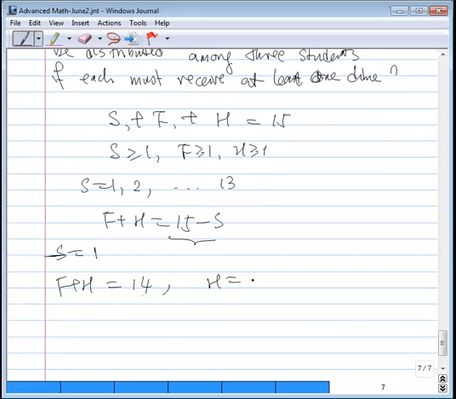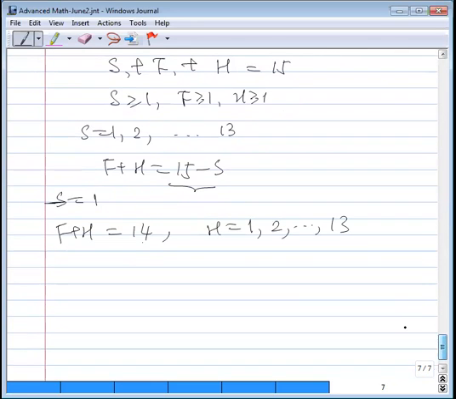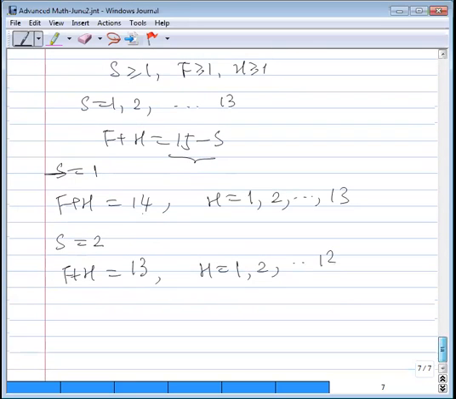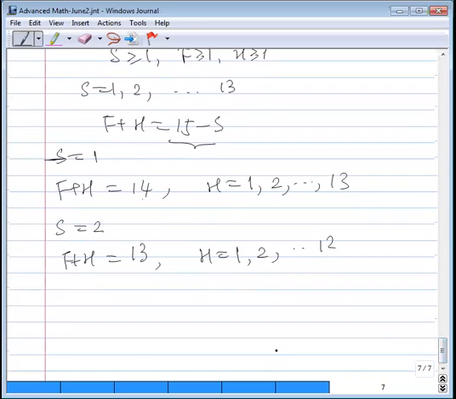You can just let H be 1, 2, and the last one is 13. So you have 13 solutions. Then you see how it decreases. When S is 2, F plus H is going to be 13. Then H can be 1, 2, all the way to 12. I think this is the way we do it. When you increase S, you decrease the value of H.